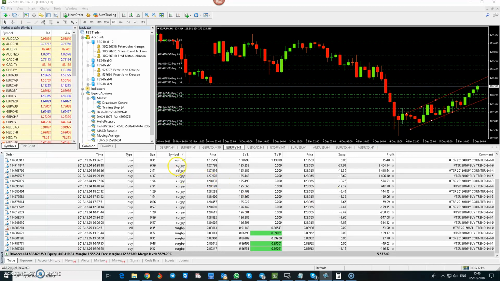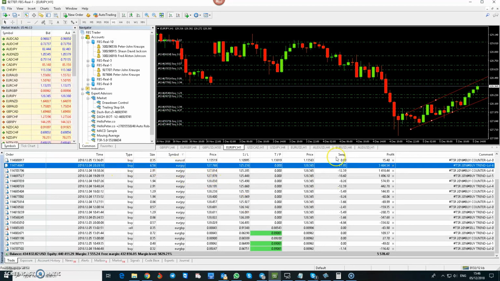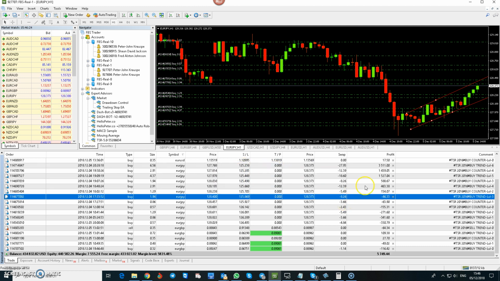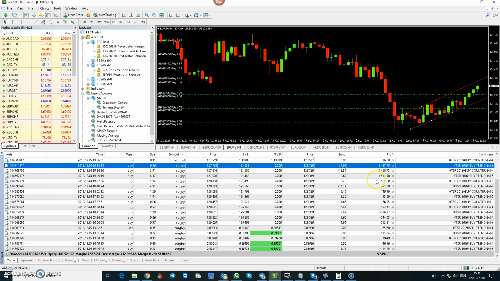If you have a look, it's Euro JPY and it's a buy position. As you can see, it came down and then it started going up. When it started going into profit, that's when I stopped the robot and took off the take profit. As you can see over here, they're all zeros, and you can see the profit busy growing here.